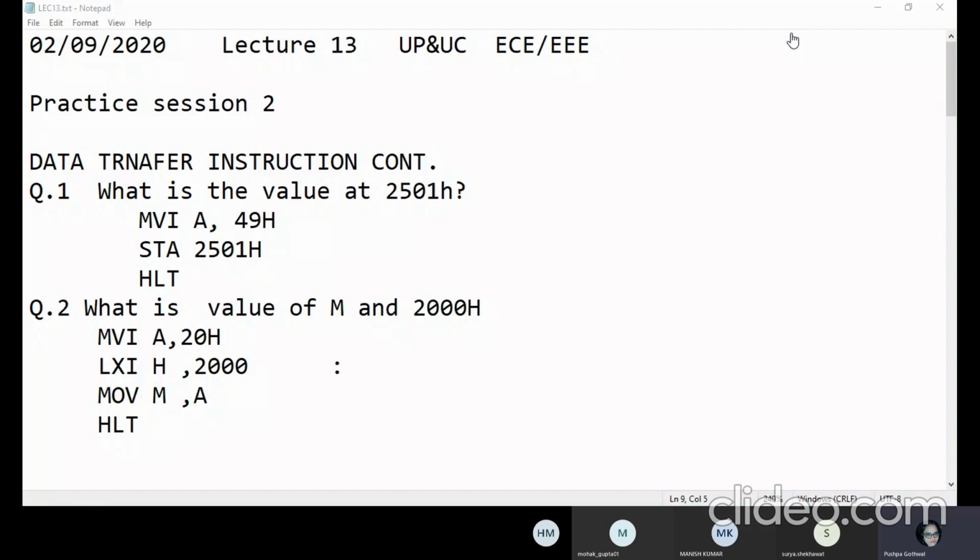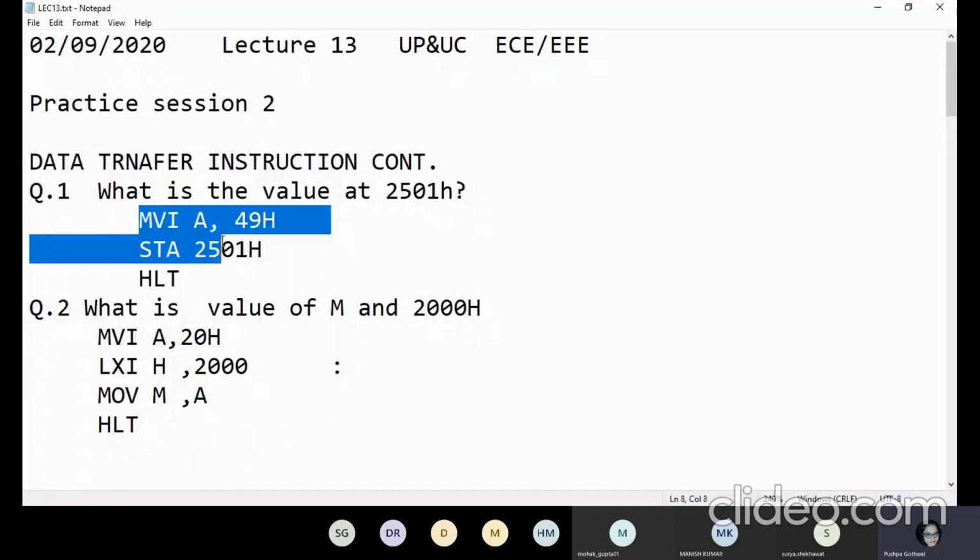Okay, fine. Now we are starting. Today is practice session 2. In the previous class we discussed the practice session first, related to data transfer and arithmetic instructions. We are again continuing with the data transfer instructions. So this is also a sample program.